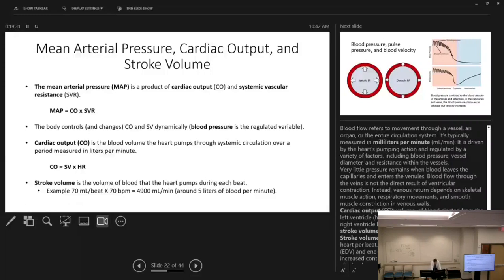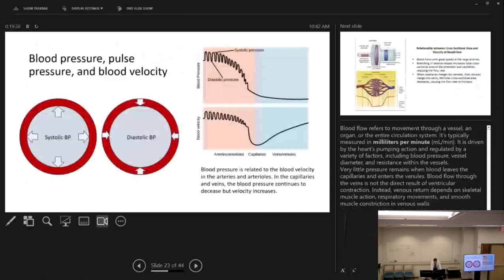Now, let's focus on blood pressure and pulse pressure, and try to see all these things together. When we talk about blood pressure, the most important variable that our body tries to regulate, remember, this is what supplies blood to the brain. The blood pressure has two components. One is static, and the other is variable. The static component is what we call the mean arterial pressure.